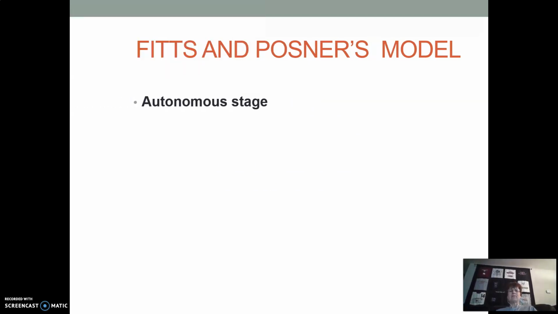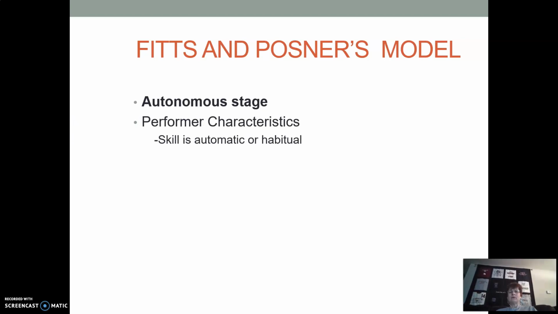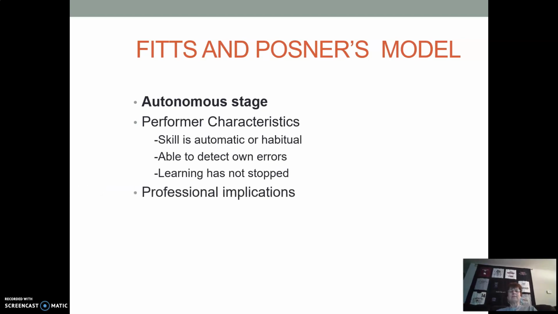Final stage, the autonomous stage, sounds like automatic, right? And here the skill is automatic or habitual. So this is when you are at the stage where you don't even have to think about it. The skill just comes naturally. At this stage, the performer can detect their own errors. So as a coach or a practitioner, your role will change. Doesn't mean learning has stopped. It just is learning at a different level.